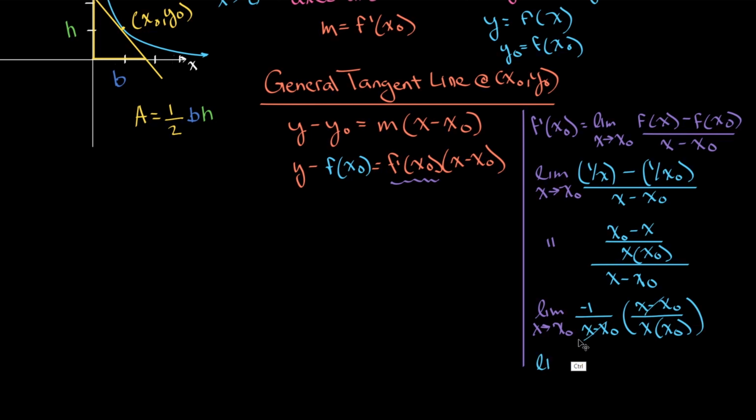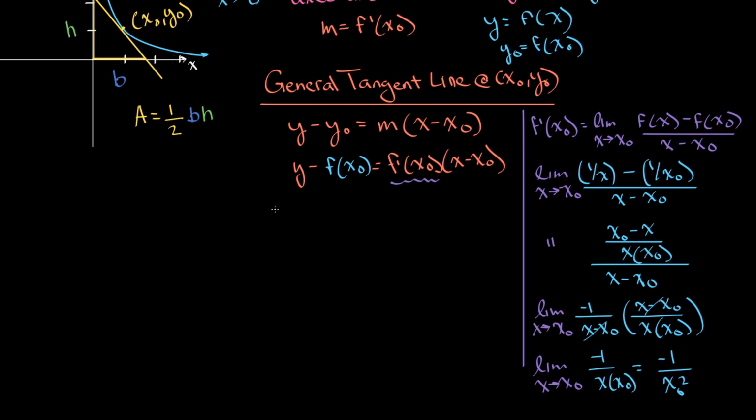So evaluating this limit, we get the limit, I want that in purple. We want the limit as x goes to x naught of 1 over x times x naught. And then evaluating this, again, our derivative is -1 over x naught squared. That's our derivative, and we can plug this back into our general tangent line and keep working on it.